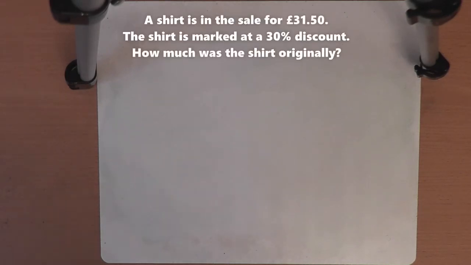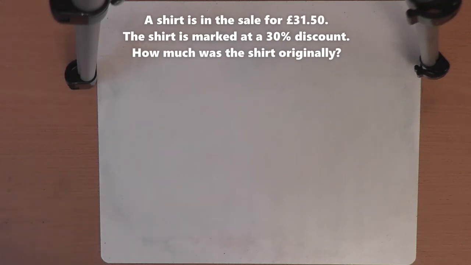But then, of course, things get a little bit more complicated, because of course they do. A shirt is in the sale for £31.50. The shirt is marked at a 30% discount. How much was the shirt originally?